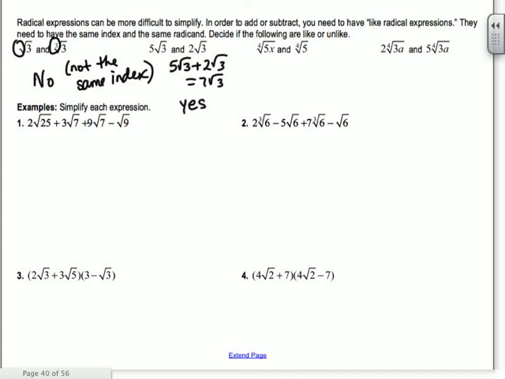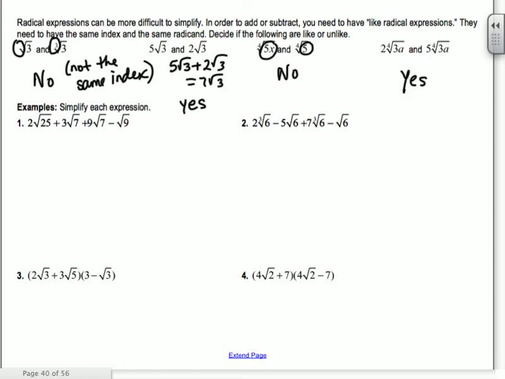Okay, so the next one, are these like or unlike? Unlike, right? So this is no, because this one had a 5x and this one just had a 5. Okay, and the last one, can you add those? Yeah, they're the same thing under the root, and they have the same kind of root, 4th root, and 3a was under, so yes.